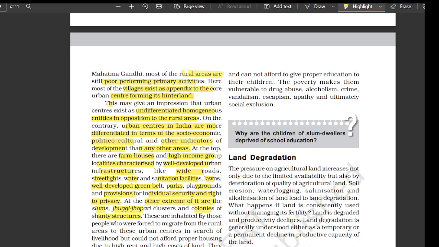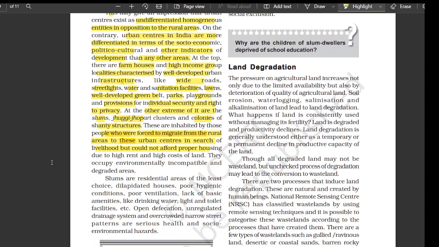These are inhabited by those people who were forced to migrate from the rural areas to these urban centers in search of livelihood but could not afford proper housing due to high rent and high cost of the land. They occupy environmentally incompatible and degraded areas. Slums are residential areas of the least choice, with depleted houses, poor hygienic conditions, poor ventilation, lack of basic amenities like drinking water, light, and toilet facilities, etc.